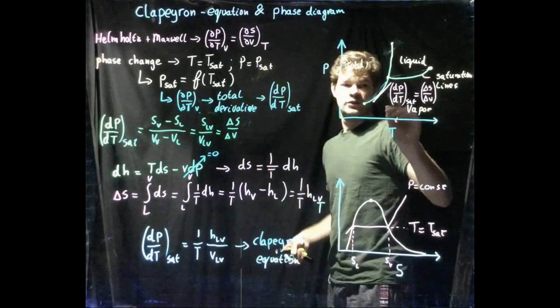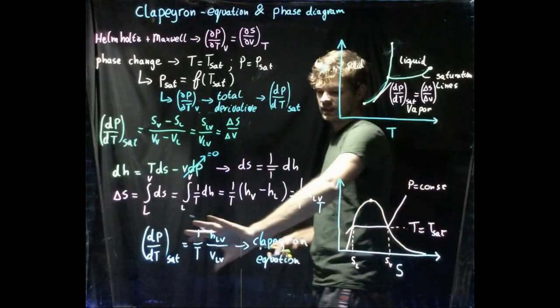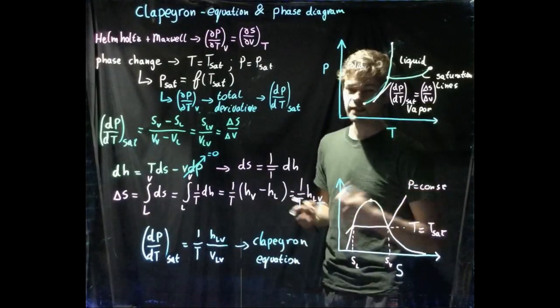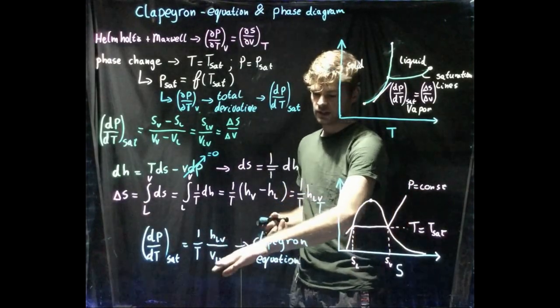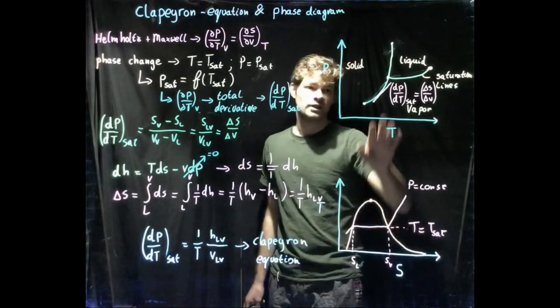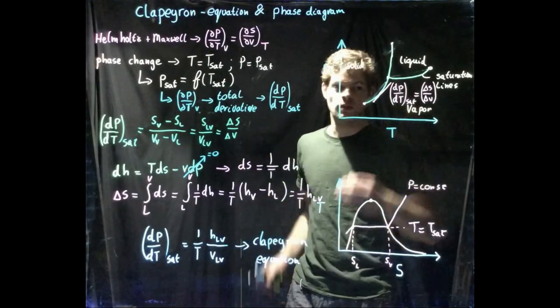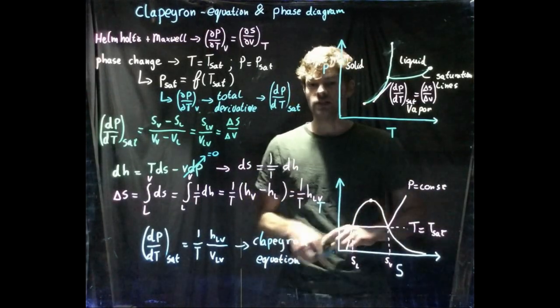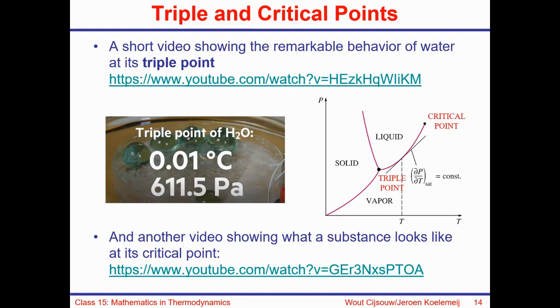And since this is dP/dT, we know that this can determine the rate of change, so the enthalpy and the specific volume can determine the rate of change of the pressure with respect to temperature in our phase diagram. Now in the phase diagram, there are a couple of things that are quite marvelous, you might say.